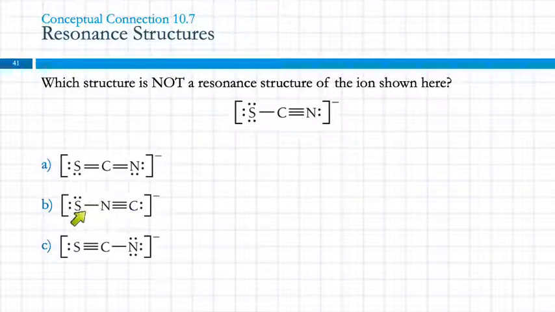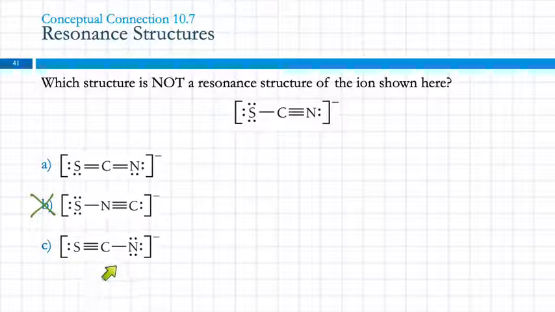Here I have a triple bond and a single bond. How is it different than this one? The carbon and the nitrogen are in different places. Can I get from this one to that one just by moving a double bond or a triple bond? No. I have to take the thing apart and put it back together differently, right? Here, carbon's holding hands with sulfur and nitrogen. Here, nitrogen's in the middle holding with sulfur and carbon. That's not the same, okay? So that one's not a resonance structure because the atoms aren't connected the same.